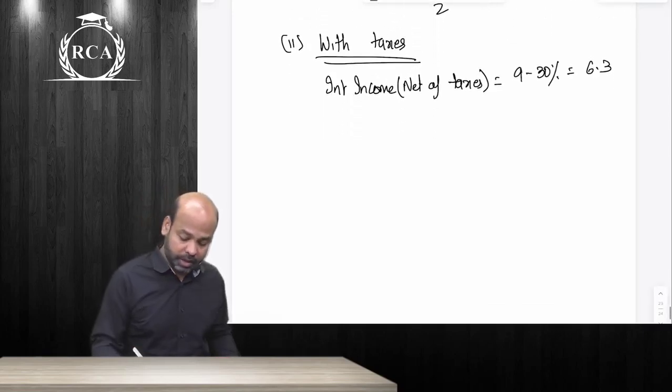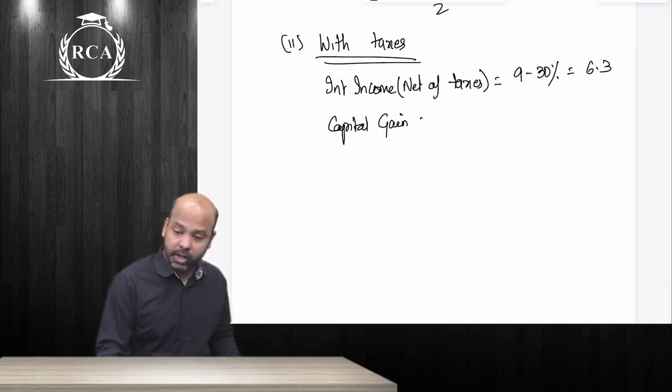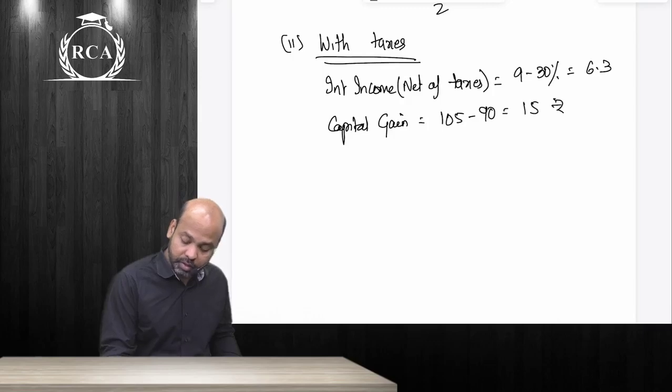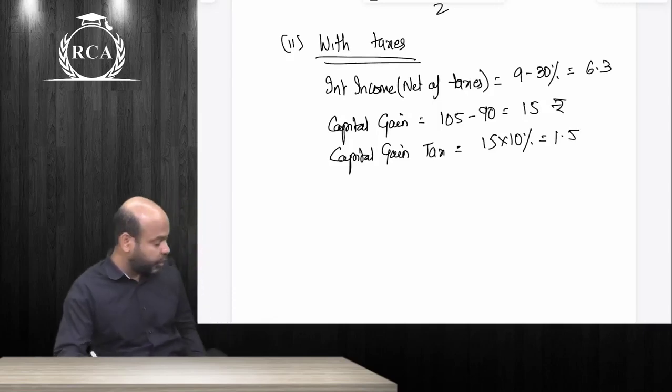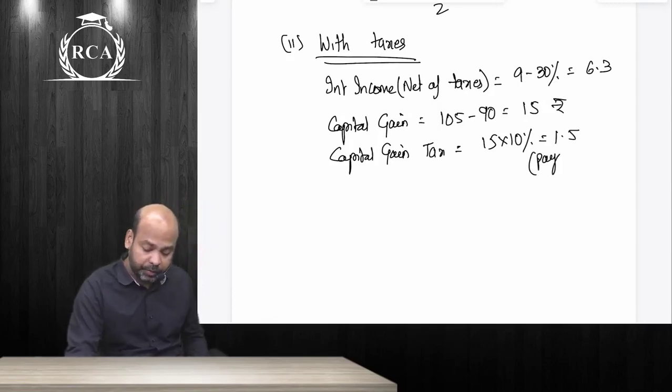What will be your capital gain, beta? Capital gain, guys, will be 105 minus 90, 15 rupees. Capital gain tax, beta, would be, on this 15 rupees, you will have to pay a tax of how much? 10%. 15 into 10%, beta, 1.5. When is this payable, guys? Today or at the end of 5th year? This is payable, obviously, guys, at the end of 5th year. You are not going to pay that tax amount now.